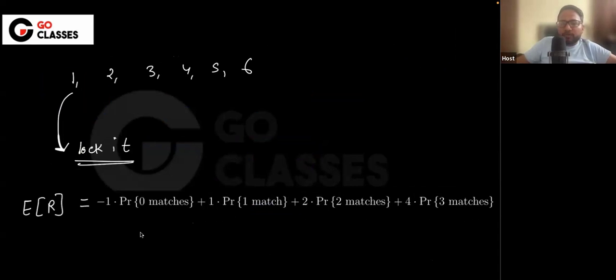Okay. So if one is fixed, then in that case, if you lock it, just freeze it. Let's suppose you choose one. Then what is the probability that there is no match? I mean, one doesn't appear in any of the places. What is the probability?